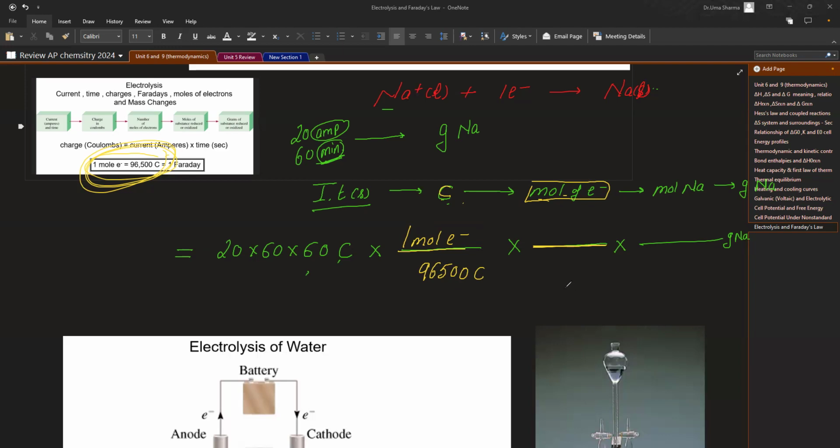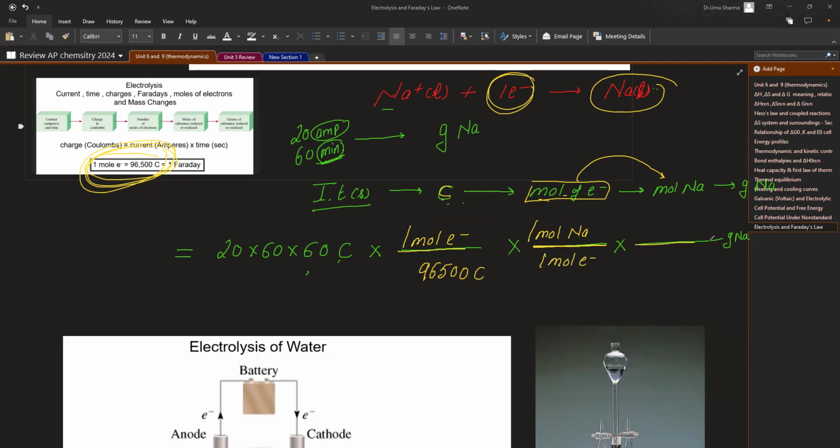Next ratio. Yes, Dhruv, next ratio. Rahul. Naisha. Moles to moles. Otherwise saying 1:1. He's right. 1 mole of electron giving you 1 mole of sodium. So I'm writing 1 mole of sodium over 1 mole of electron.